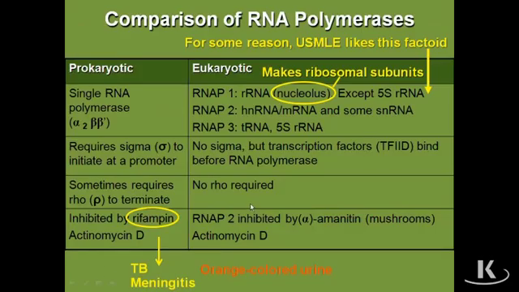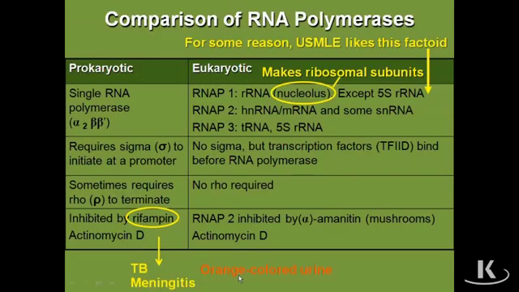As far as eukaryotes go, there's only one real inhibitor that we have to concern ourselves with, and that's alpha-amanitin. Alpha-amanitin is a toxin that's made by a certain type of mushroom that grows in the wild. It's called the death cap, or the Amanita phalloides mushroom. Now, mushroom picking may be a hobby of some, but if you're going to pick mushrooms and eat them, you better know what you're doing.